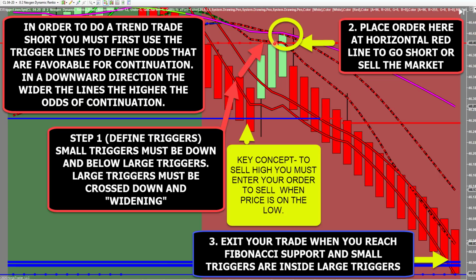And remember what we said about the bar structure. 2 ticks down, new bar. 2 ticks down, new bar. 2 ticks down, new bar. 2 ticks down, new bar.